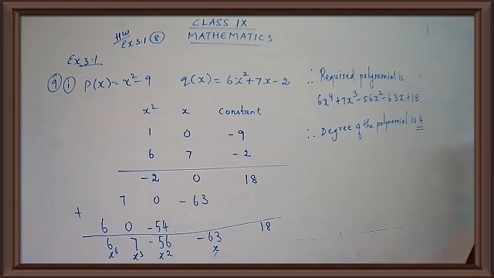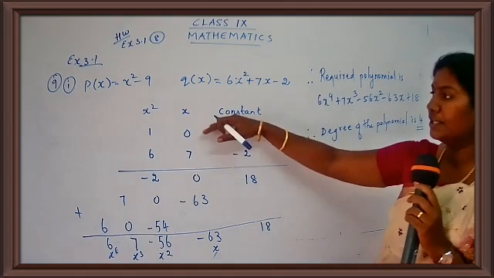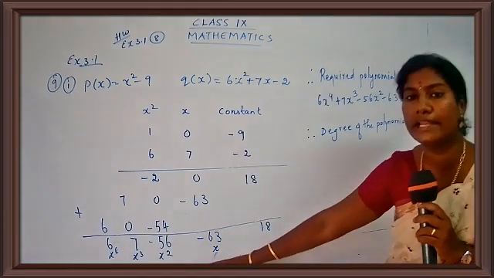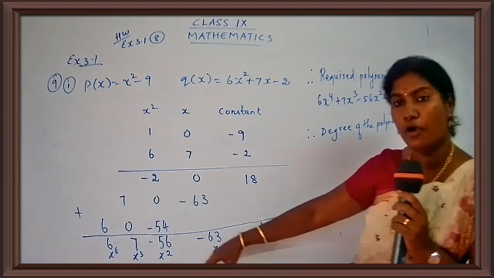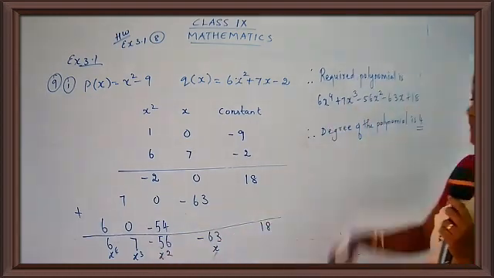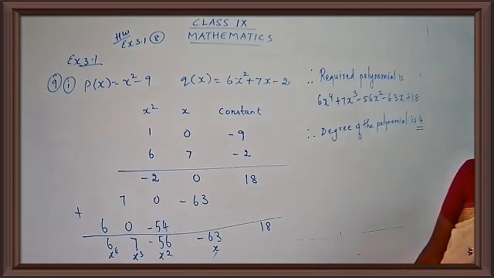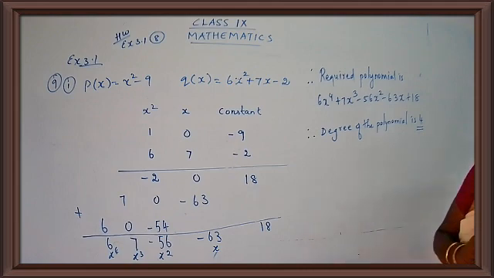Are you clear, children? So this is how you are going to follow up for the multiplication of two polynomials. If you are given two polynomials, you can just use this concept. First of all, you will get the coefficients, and after you get the coefficients, you have to just place the variables and you have to get the required polynomial. Are you clear, children? Just complete your answer.